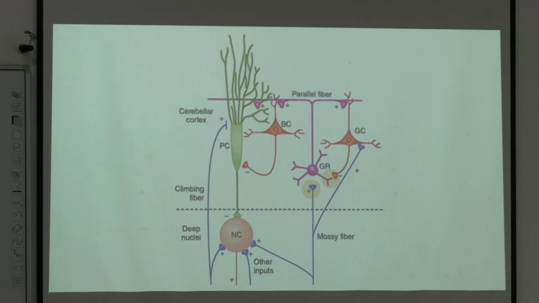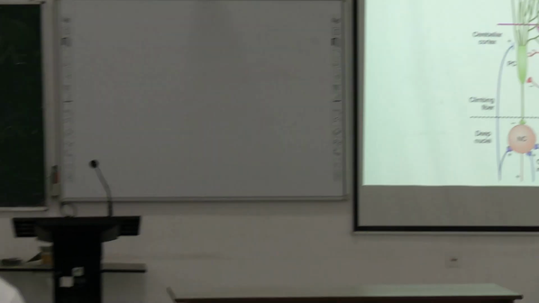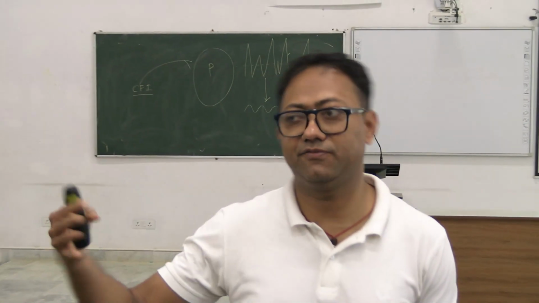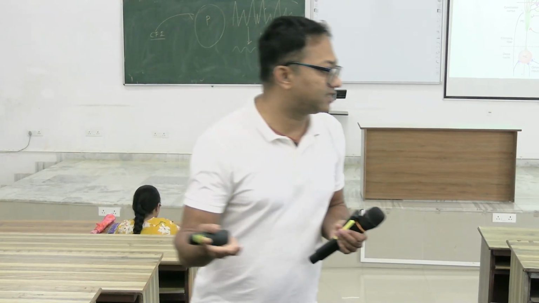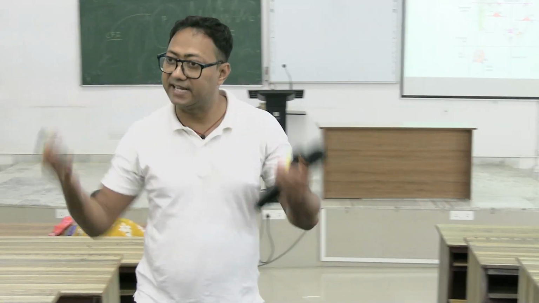Or the question may come separately: what are the inputs and outputs of cerebellum? Or the question may come in a different way: what are the afferent fibers and efferent fibers of cerebellum? And finally, what is the mechanism of learning in cerebellum? And in practical, questions are: what are cerebellar signs? Cerebellar signs are intention tremor, slurred speech, pendular knee jerk, dysmetria, dysdiadochokinesia, tremor, ataxia. So these are all cerebellar signs.